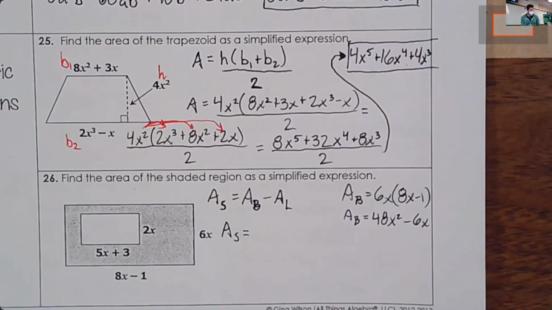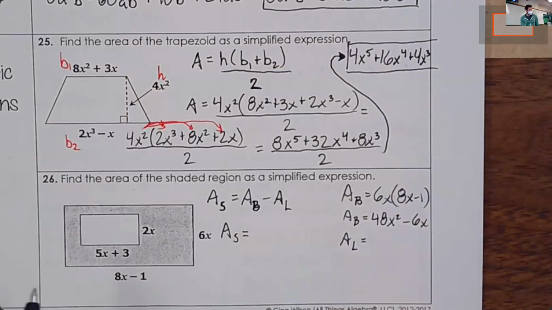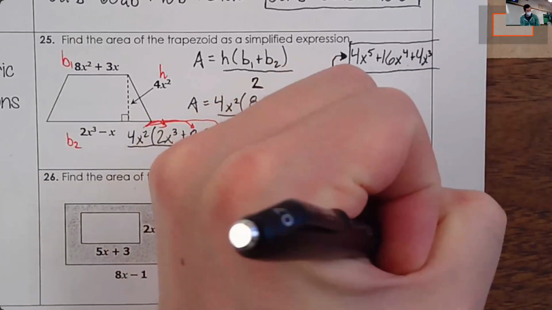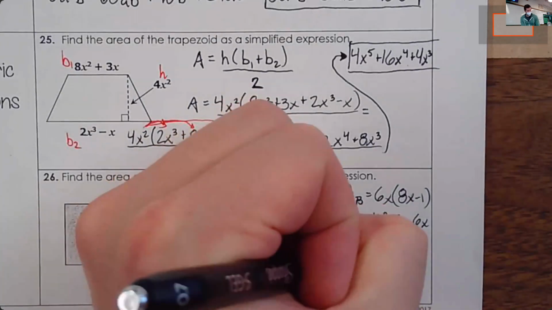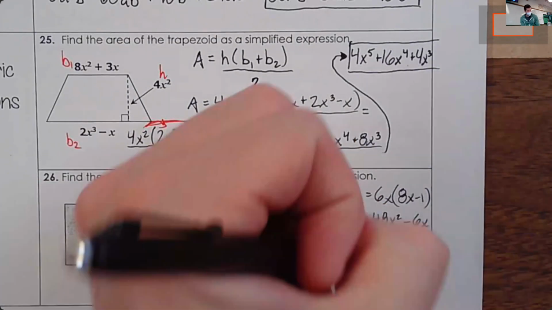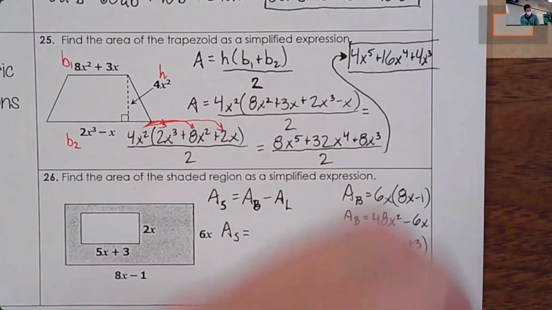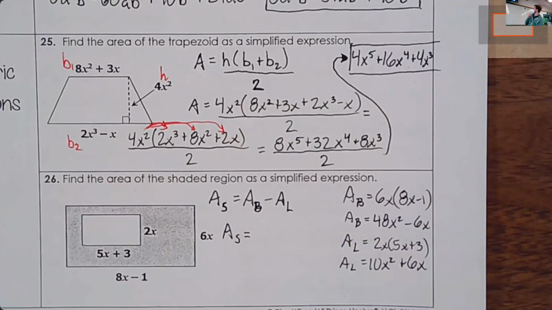The area of the little rectangle is going to equal 2x times 5x plus 3. Distribute the 2x. 2 times 5 is 10, with an x and an x is x squared. 2 times 3 is 6, with an x is 6x. So we have the area of the big rectangle, we have the area of the little rectangle, and now we have to subtract the two.